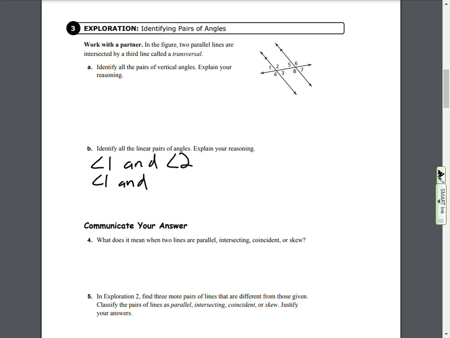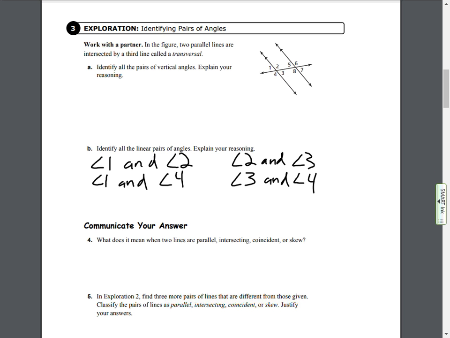It's angle 1 and angle 4. Okay, those are on one parallel line. They make up that line. There's another one with angle 2. Angle 2 and angle 3. And those are a linear pair. There's another one with angle 3 and angle 4. Those are a linear pair. So there's 4 all right here. There's 4 of them. There's 4 more to go, right?